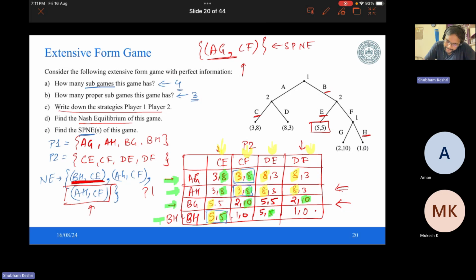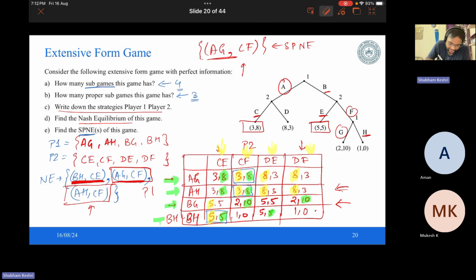And for this case, when he's playing A, G, and player 2 is playing C, F. No, that is the SPNE. AGCF is the SPNE, but it is also a Nash equilibrium, right? Yes. So A, G, and C, F. Then this is the utility for both the players, 2, 10. No, it is 3, 8. Yes, 3, 8. I'm sorry.